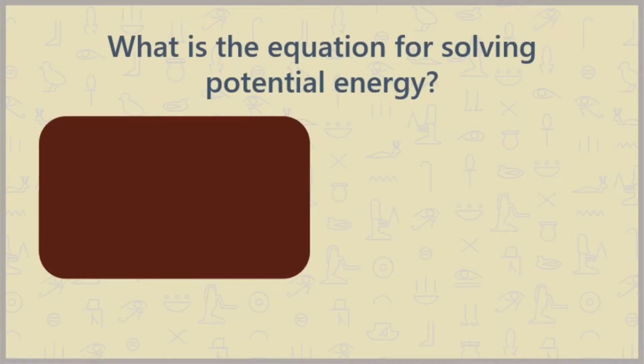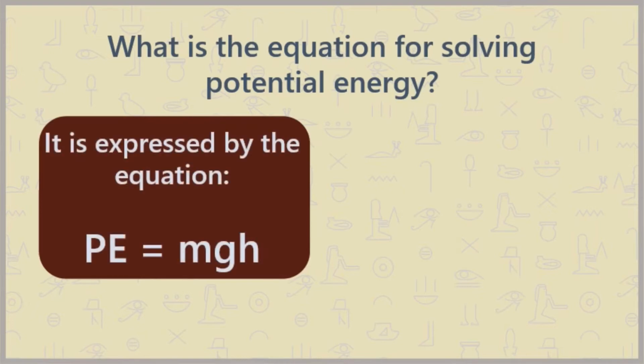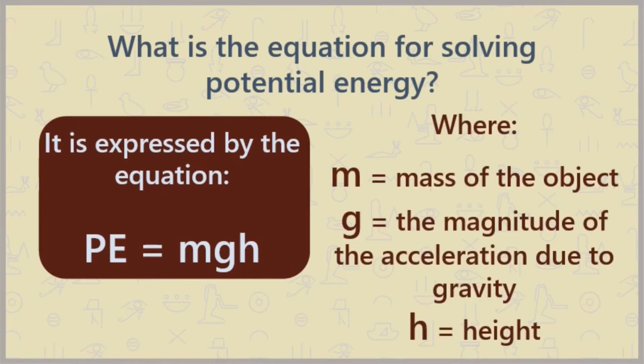Alright, let's proceed. What is the equation for solving potential energy? So potential energy is expressed by the equation PE equals mgh. So what do these letters mean? First, we have the m, that means mass of the object. g is the magnitude of the acceleration due to gravity. And h is equal to height. So therefore, PE is equal to the mass of the object multiplied by the acceleration due to gravity and the height. Alright?